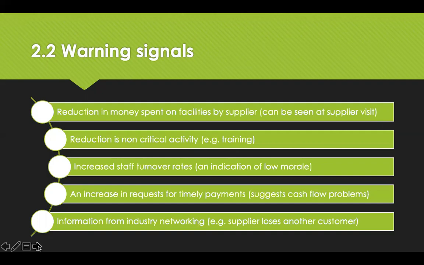So here are some of the warning signs to look out for. A reduction in money spent on facilities by suppliers. A reduction in non-critical activity like training. Increased staff turnover, which indicates low morale. An increase in requests for timely payments would suggest they've got cash flow problems. Information from industry networking.